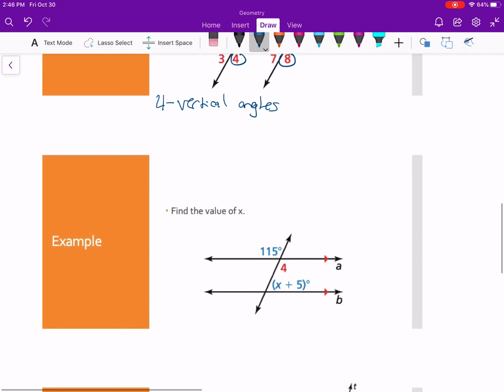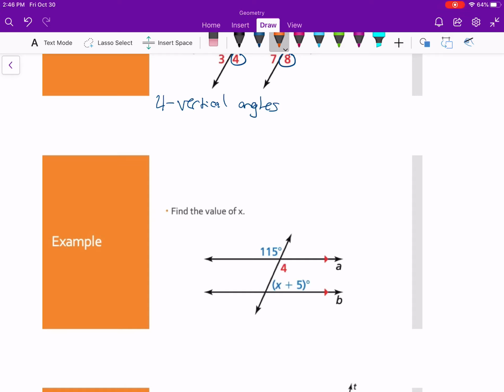And now let's find the value of x. So we are given x plus 5 for an angle down here, and 115 degrees up top left, and this 4 is just like a label. It's angle 4. So we have to use some of our theorems to figure out, okay, do I add them up to be 180 or are they the same? So there are a bunch of different routes you could take.